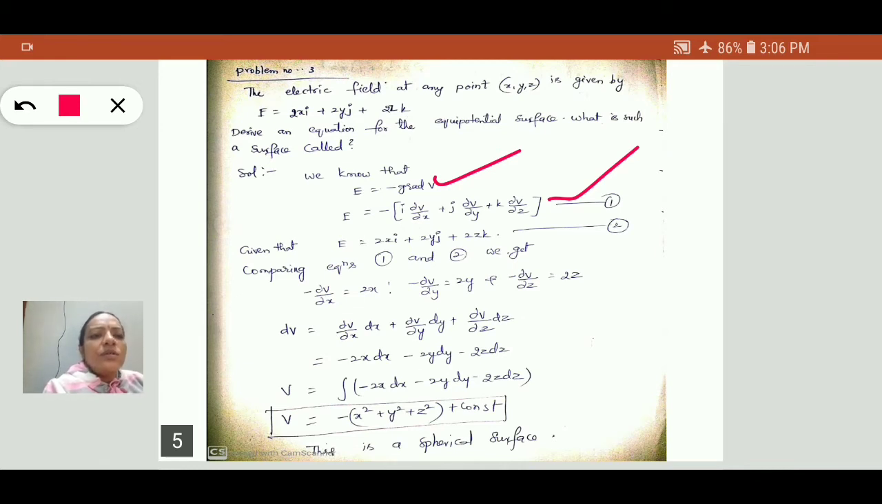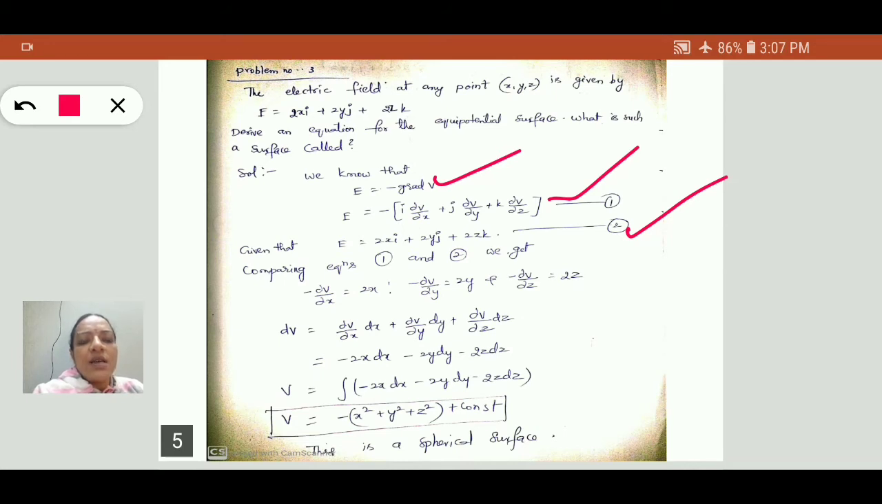So i ∂V/∂x plus j ∂V/∂y plus k ∂V/∂z. Already the electric field function is given according to the problem. In the second equation, you are observing that E is equal to 2xi plus 2yj plus 2zk. So by seeing this first and second equations, what we can write is the coefficient of i.